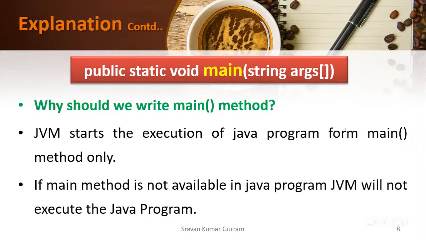If the main method is not available in Java, JVM will not start the execution. As I said to you already, this is the starting point for the execution. Suppose the main gate of your campus is locked. How can you enter into that? No chance, generally, right? In the same way, if you are not writing any main method in your code, JVM is unable to find that main. Due to that, JVM cannot start the execution of your Java code.